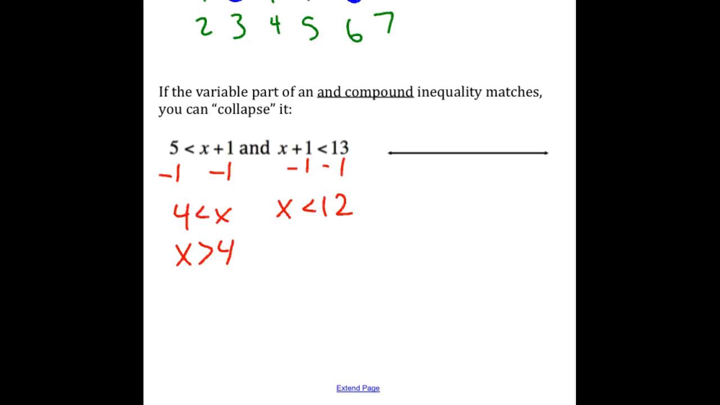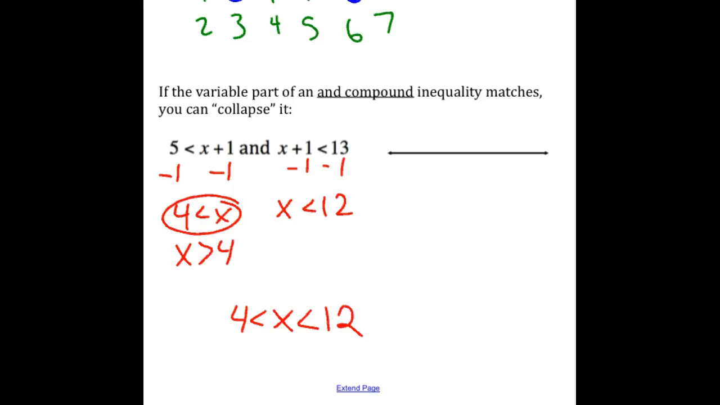The way we write that is we put x in the middle, and we're going to have a less than on each side. We know that x is less than 12, so that's going to go on the right side, but x is greater than 4, which means that 4 is also less than x, so that's going to go on the left, which means that x is somewhere between 4 and 12. Now obviously if you have a greater than or equal to or a less than or equal to, you also need to account for that in there.